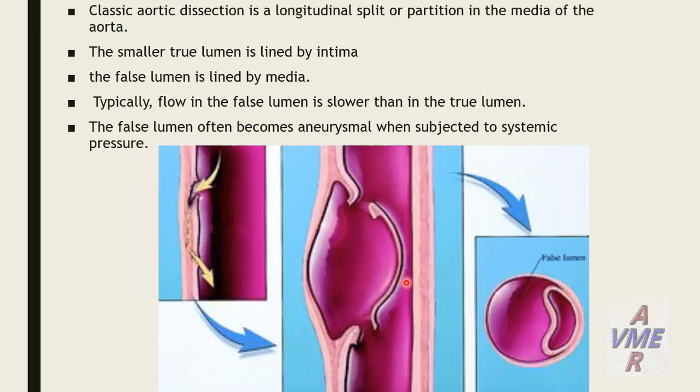So classical aortic dissection is a longitudinal split or partition in the media of the aorta. The smaller true lumen is lined by the intima and the false lumen is lined by the media. Here is the entry tear inside the intima, separating the intima and media. Typically, flow in the false lumen is slower than in the true lumen. The false lumen often becomes aneurysmal when subjected to systemic pressure.